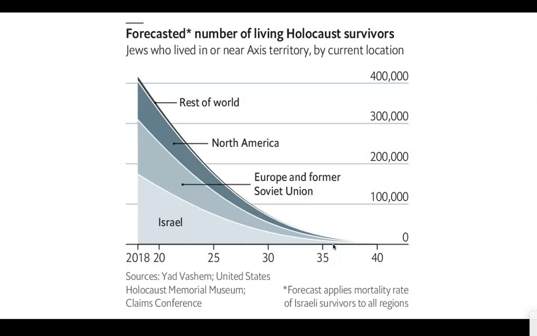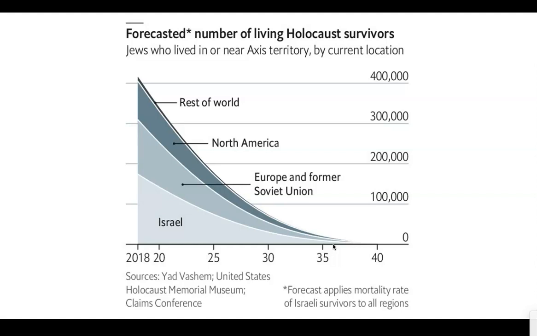The former chancellor of Germany, Angela Merkel, pointed out a few years ago that once all of the survivors of the Holocaust are gone, then we'll know whether or not we've learned from history. I thought that was a very, very poignant statement.